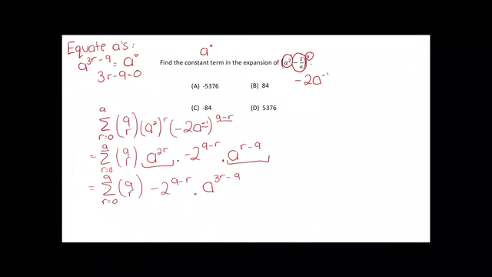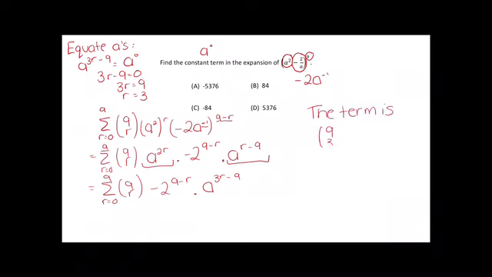So 3r minus 9 must be equal to 0. 3r must be equal to 9. So r must be equal to 3. So the term that I'm looking for is going to be 9 choose 3. Then I've got negative 2 to the power 9 minus 3, which gives us 6. And I'm timesing it by a to the power of 0, because over here 3 times 3 gives us 9, take away 9 gives us 0, but we already knew that because that's what we were looking for.